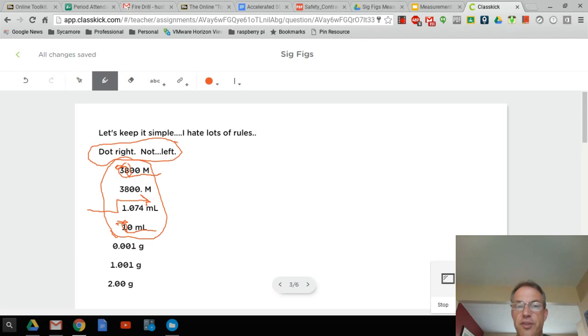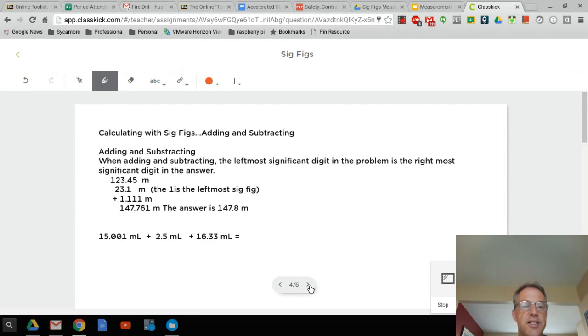Okay, so next, once we have these, we need to figure out how we are going to calculate with these. Well, let's take a look. Now, easiest thing I can tell you with this one: anytime you are adding or subtracting numbers, the key, and again, I'll read this through, but it's easier just to show you. When adding and subtracting, the leftmost significant digit in the problem, so here, these are the ones in the problem, what we're adding and subtracting, is the rightmost significant digit in the answer.